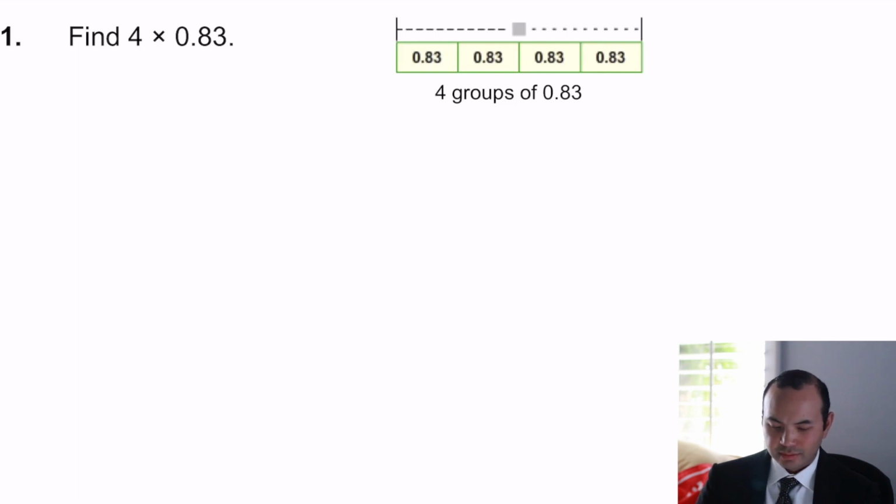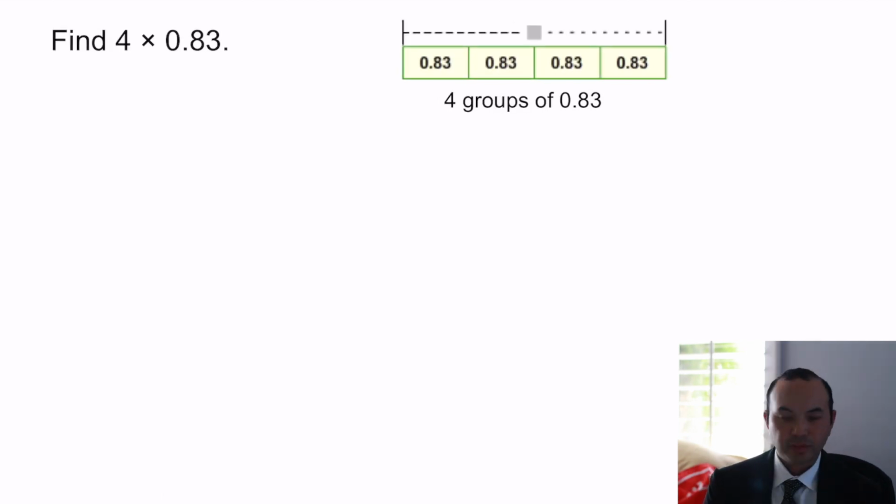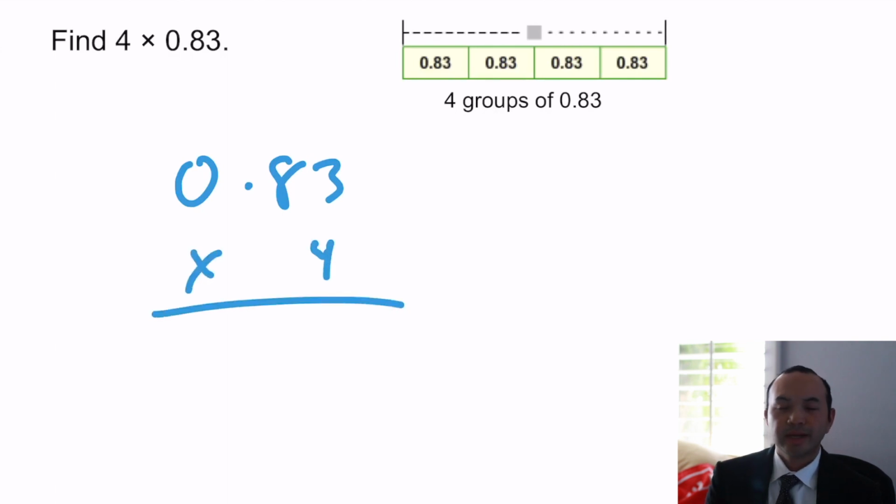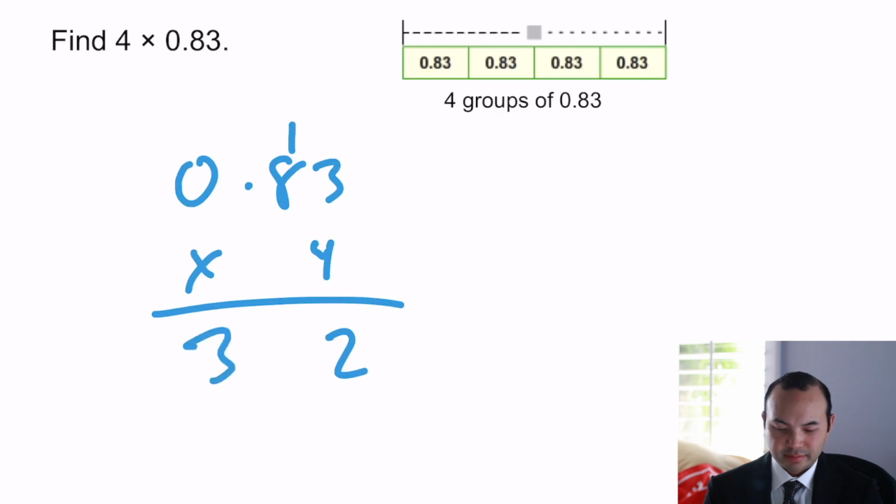So same thing here. 4 groups of 0.83. Alright? So to multiply, you just multiply the same way, and you just need to count how many decimals there are. So to do 4 times 0.83, I'm just going to put 0.83 there, times 4, and just multiply 0.83 times 4 as if it was just 83 times 4. So 3 times 4 is going to be 12, carry the 1. 8 times 4 is 32, plus 1 is 33.